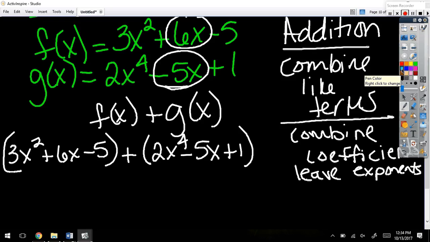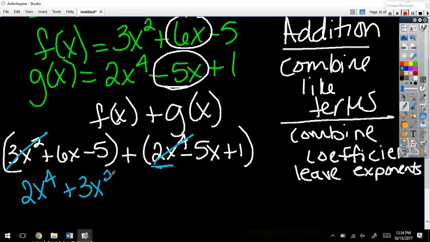What's the biggest exponent you see? 2x to the 4th. Is there another power of 4? No. How about the next one? 3x squared. I mark them out when I use them, especially when these get big. Well, they're not like terms, so you can't combine them. This is a power of 4, this is a power of 2.